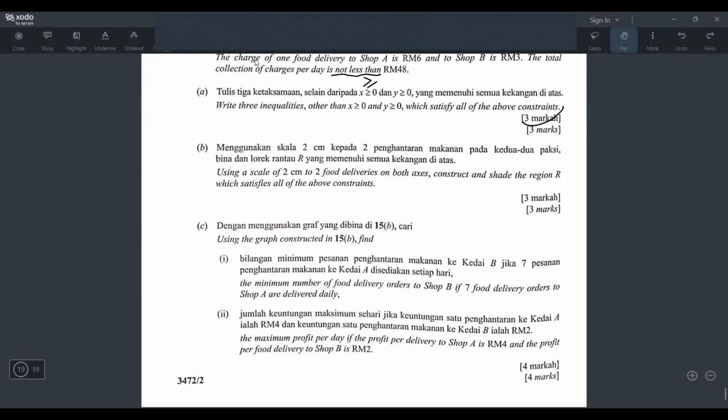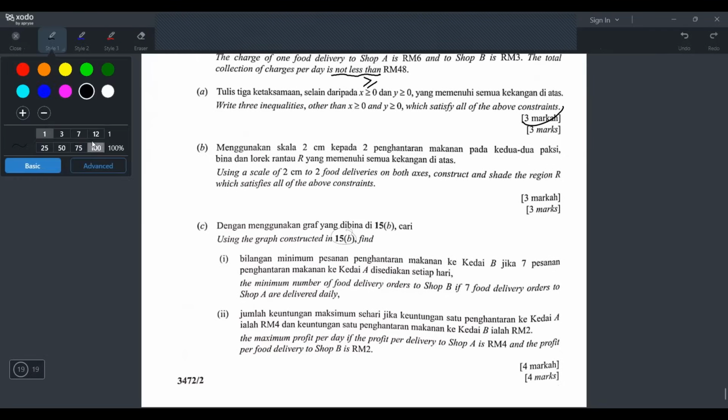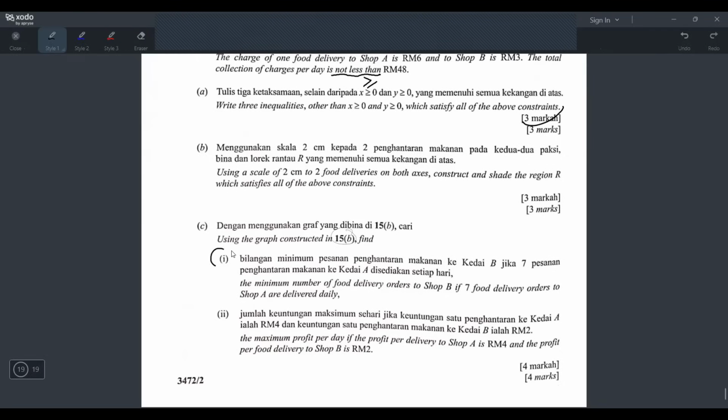So for my last part, part C, let's see what they want. Using the graph constructed in 15B, find what? Find number one, the minimum number of deliverers to shop B if 7 food delivery orders to shop A are delivered daily. So my C question 1, I can do it up here. So I can write when x equals 7. So this 7 is delivery to shop A.